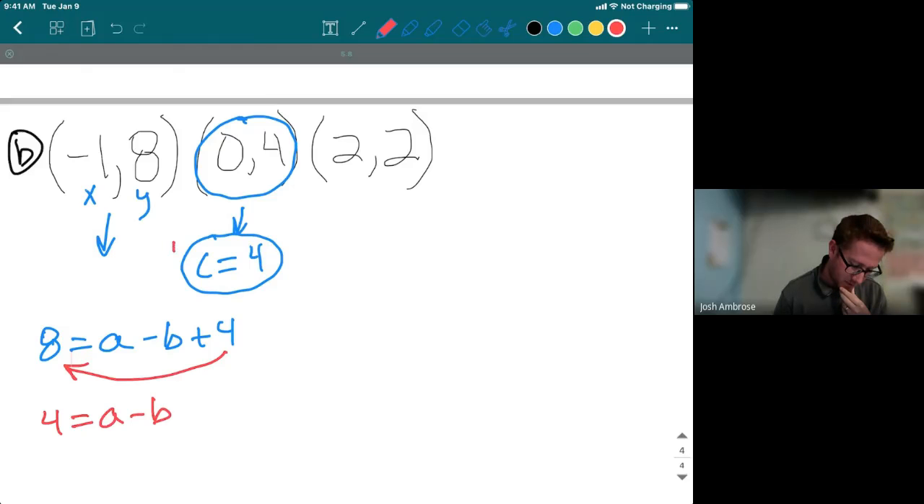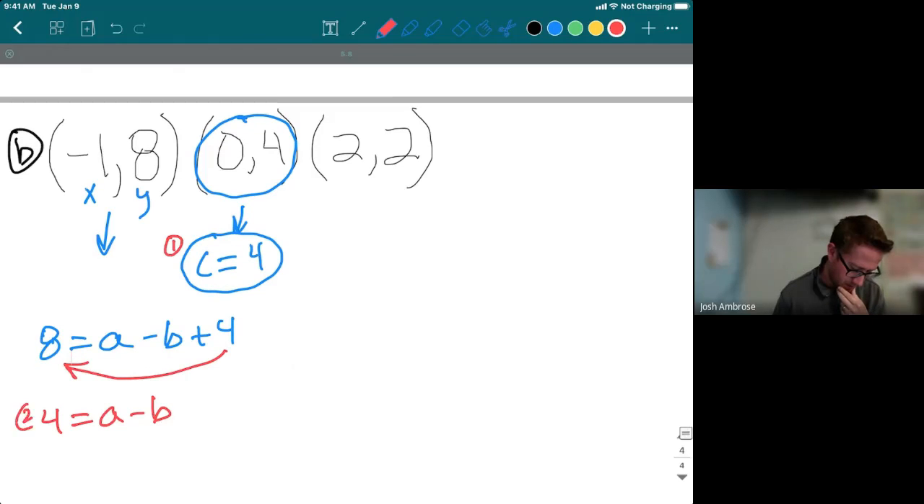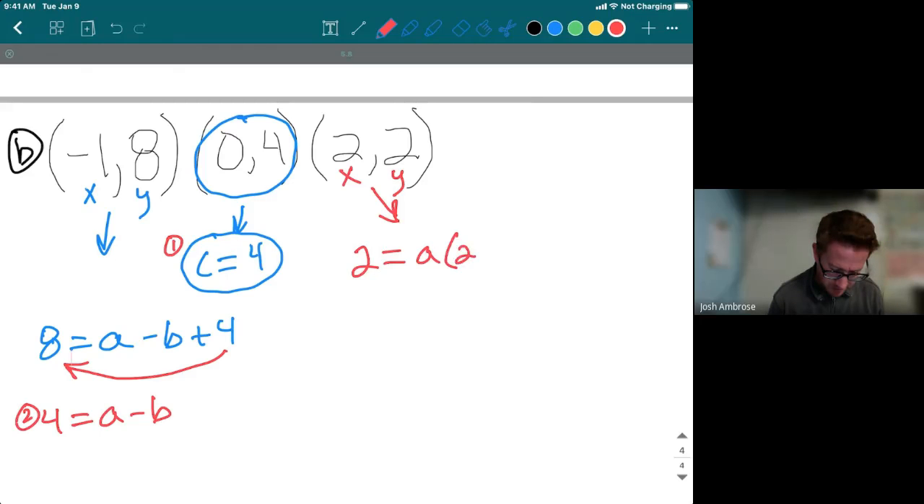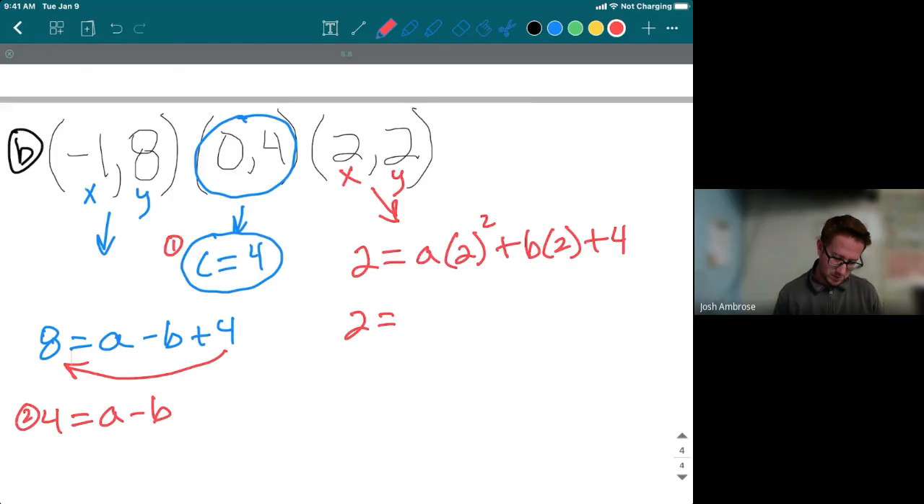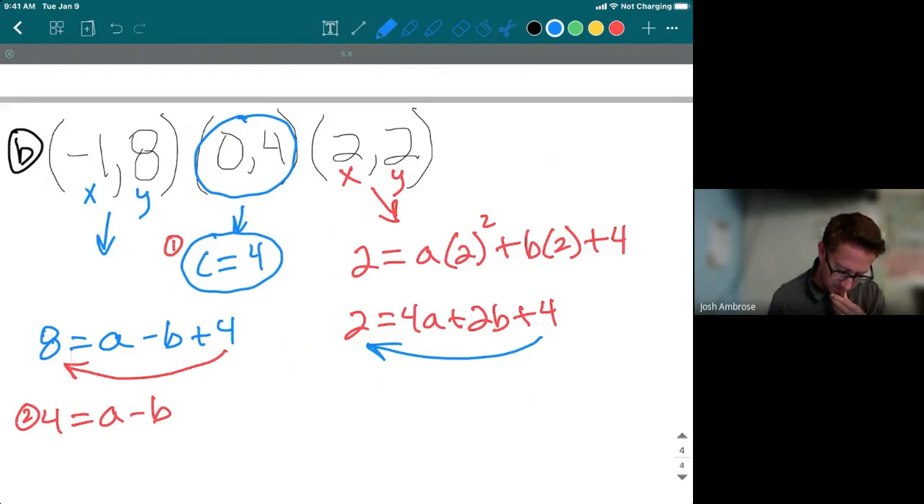Okay, so don't forget we got equation 1 right here. We got equation 2 right here. Again, if you want to number these equations, it might be helpful so you don't get so many equations on the page that you forget about. All right, let's do this guy right here. Don't forget there's our x, there's our y. 2 equals a parentheses 2 squared plus b parentheses 2. And then our c value was already given. We solved for that. That's 4. Simplify this down. 2 equals 4a plus 2b plus 4. Take this 4, bring it over here. And then we're going to be getting a negative 2 equals 4a plus 2b.